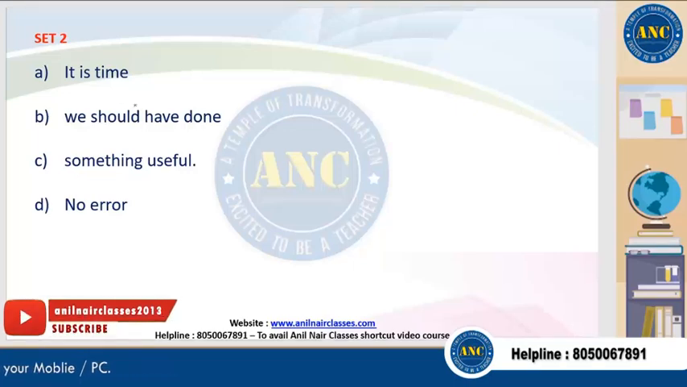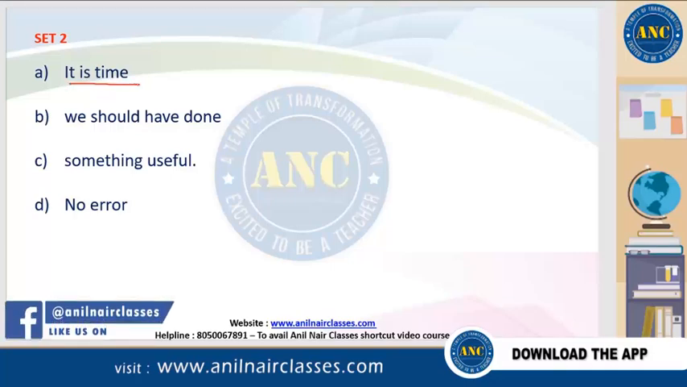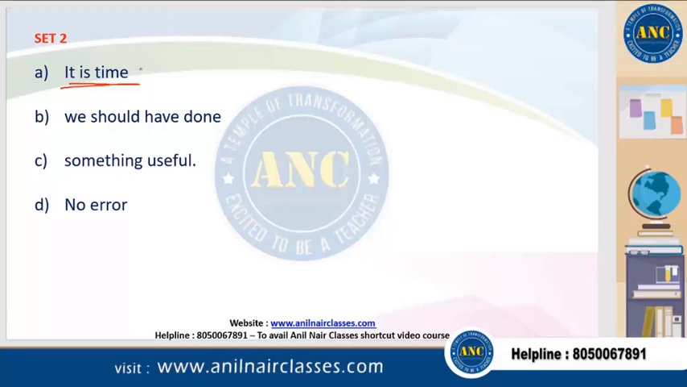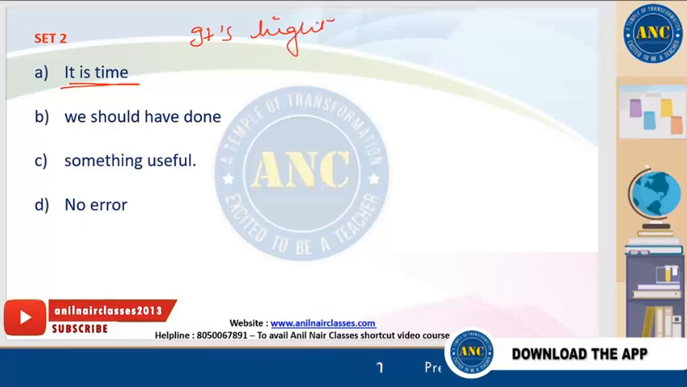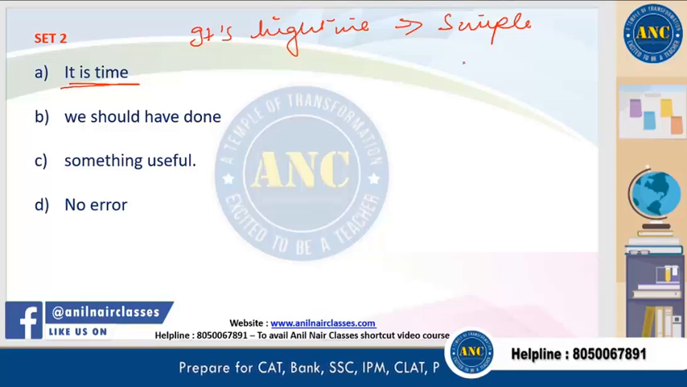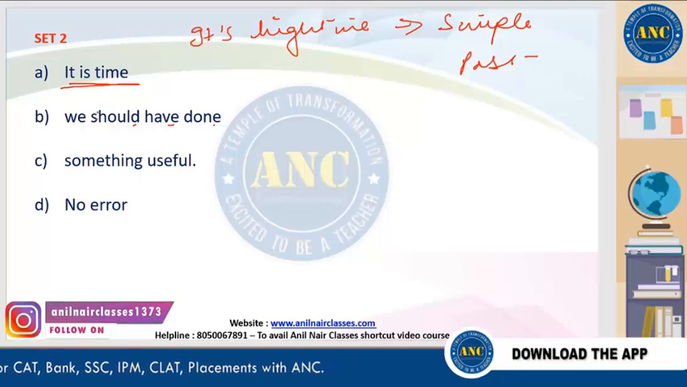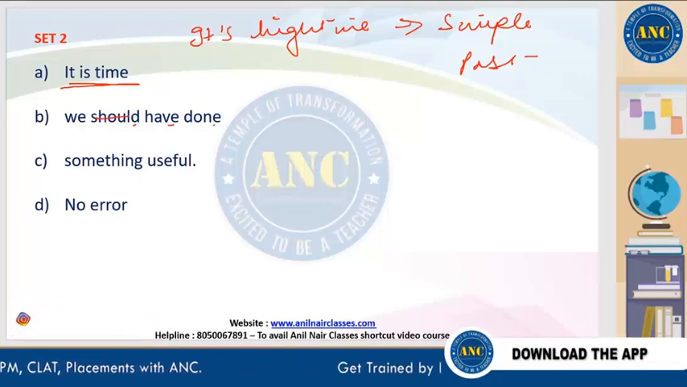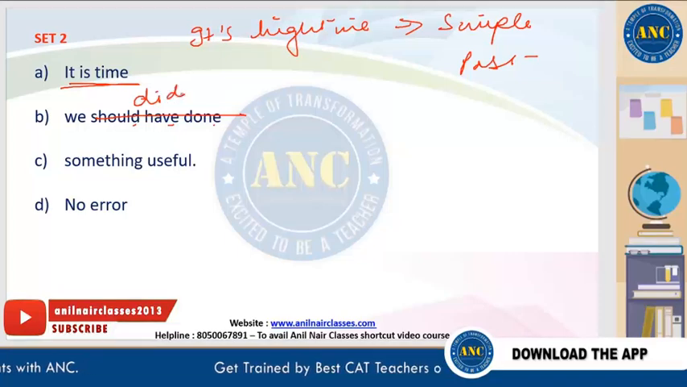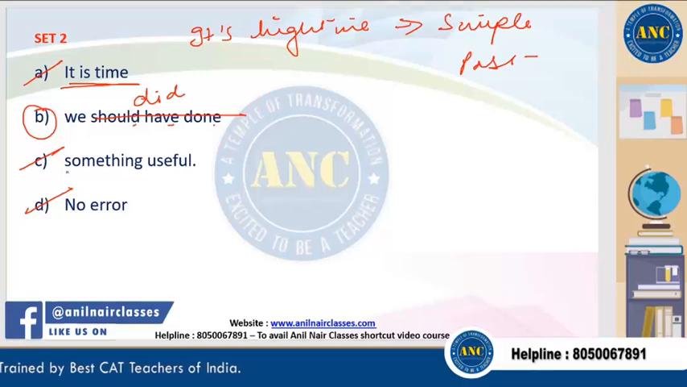Next one. It is time we should have done something useful. Now "it is time", right? Or "it is high time". We know we use the simple past tense. With "it is time" or "it is high time", we always use the simple past tense. So it is high time we did something useful. Not "we should have done". There, we did something useful. So B is the right answer. Get rid of A, C and D.